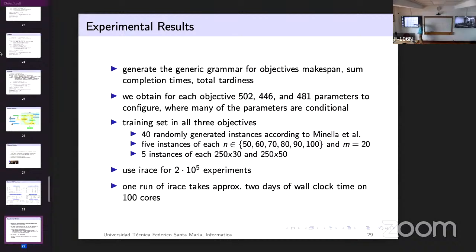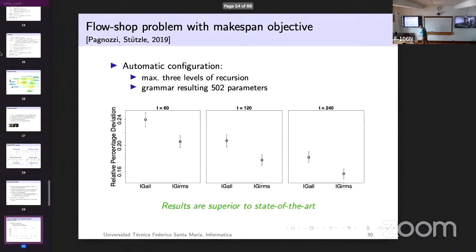We use here for these experiments, for the 502 parameters, 200,000 experiments for irace. One experiment is one configuration working on one instance. One run of irace takes approximately 2 days of wall-clock time, but it is on roughly 100 cores.